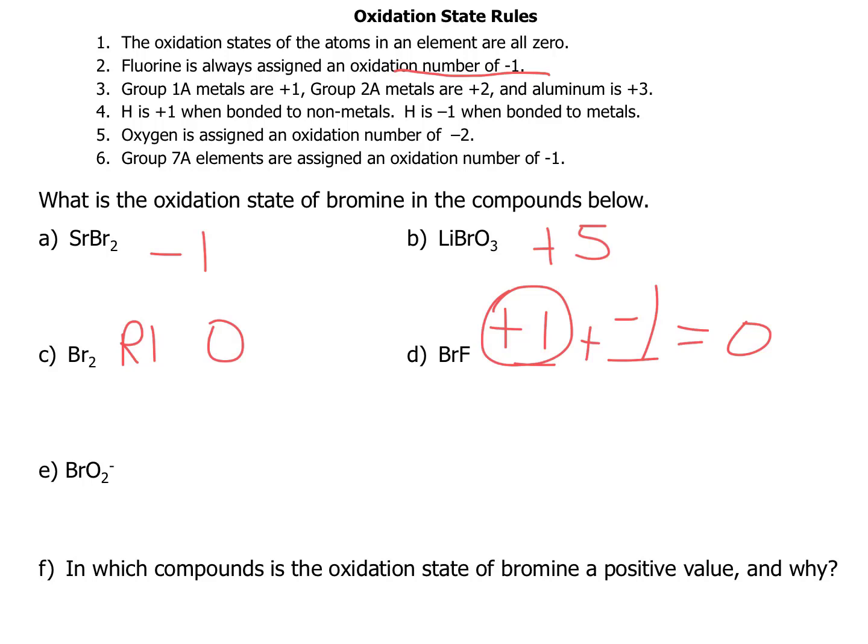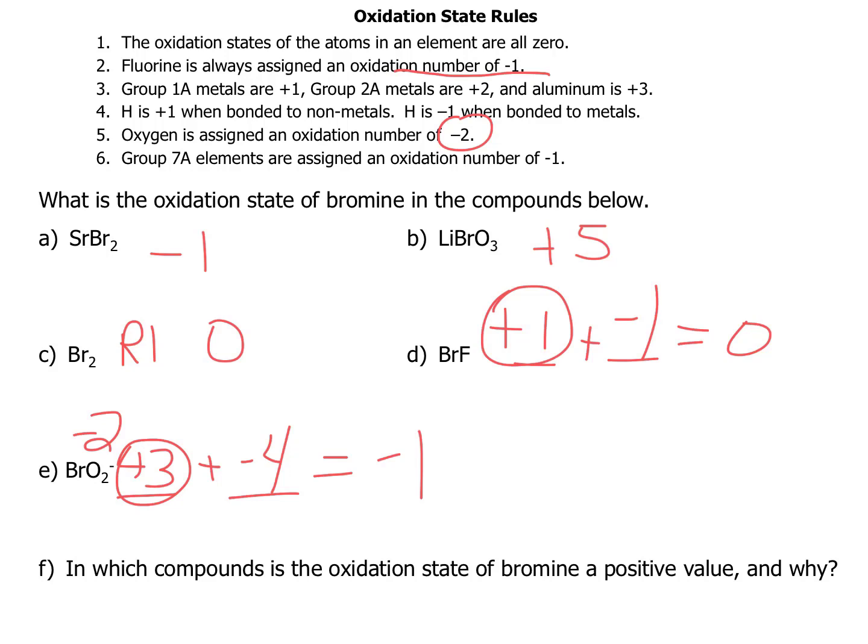For the last one, we have bromine and oxygen, and this time the compound has a charge of -1. So remember that we do have to add up to the charge on the compound. Each oxygen is going to be -2, so 2 of those will be -4. Algebraically, what goes in the blank is +3. The 1 bromine will be +3.